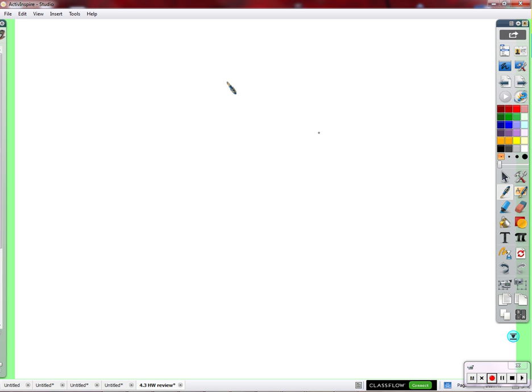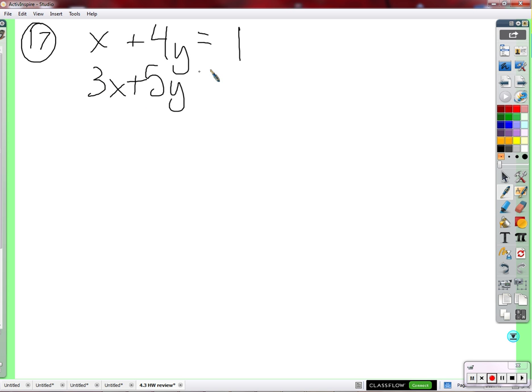Choices for examples. The one that we just did was ideal. It was set up so that when we add the equations together, the elimination happens. But for this one, it's going to need a little help in order to get cancellation when we add the equations together. 3x plus 5y equals 10. Times the top one by 3.